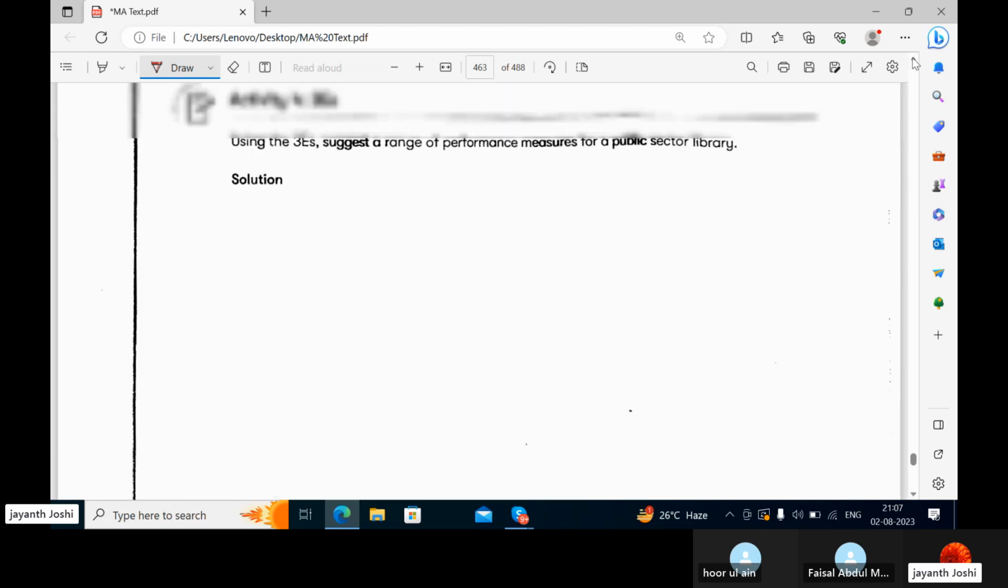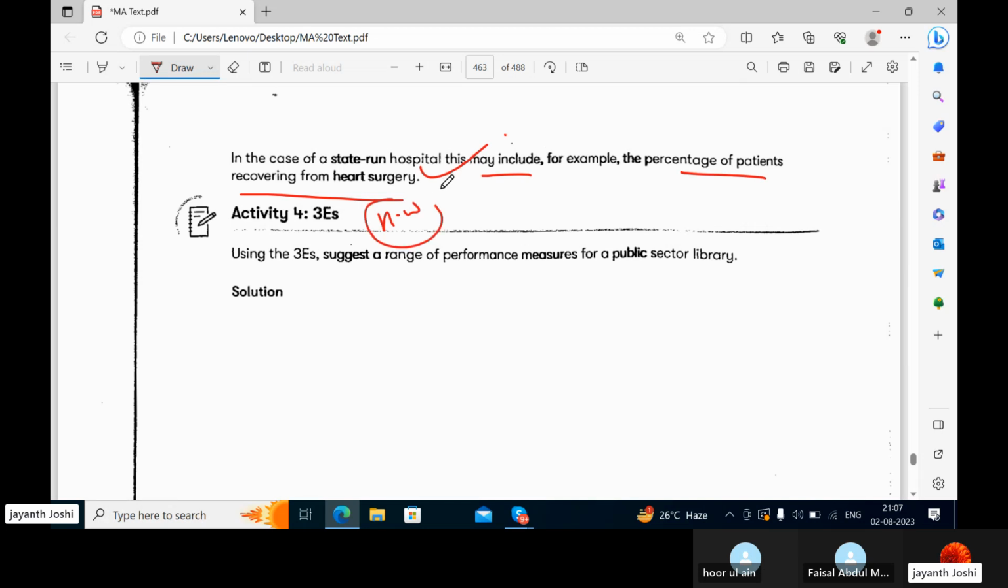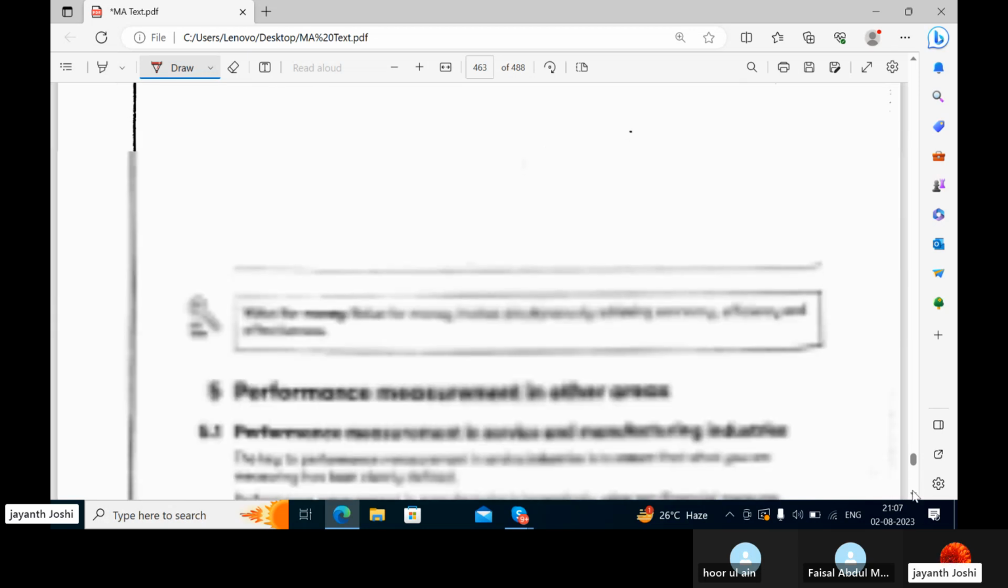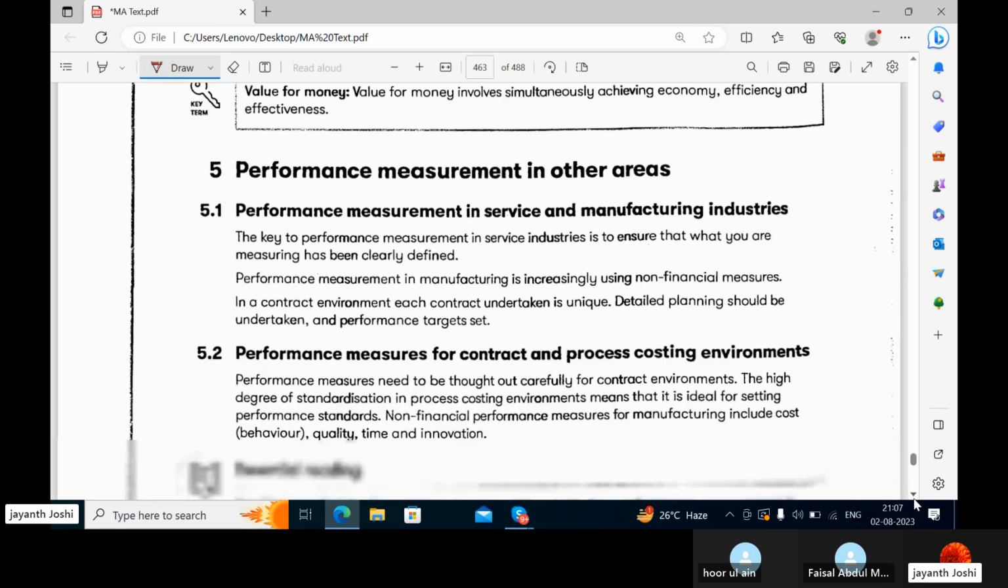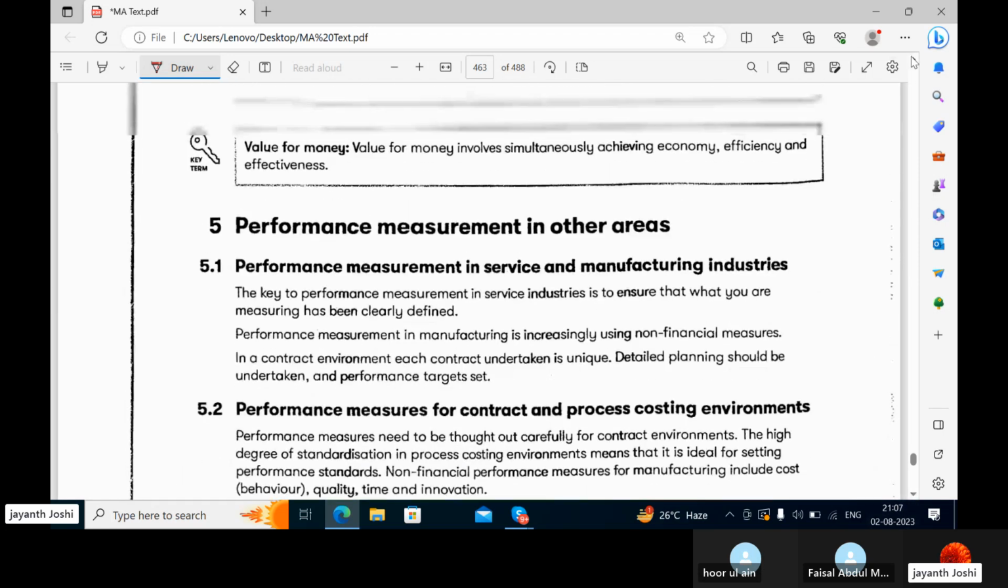So there's an activity which you have to do. Very simple. Easily you can do this after reading. If you are having any difficulty, you can mention it to me, and I will support you.